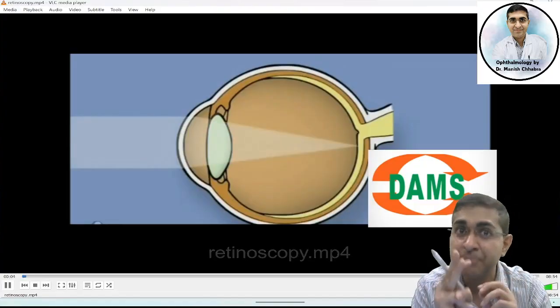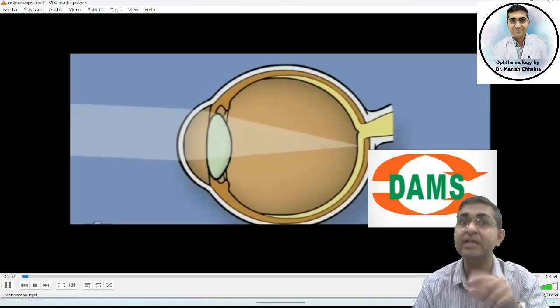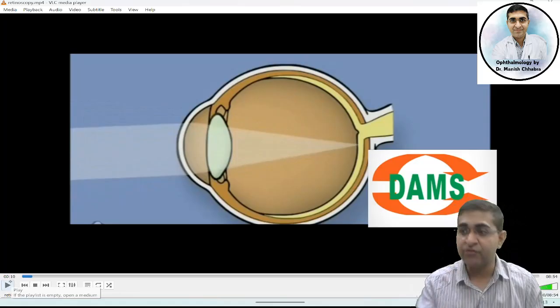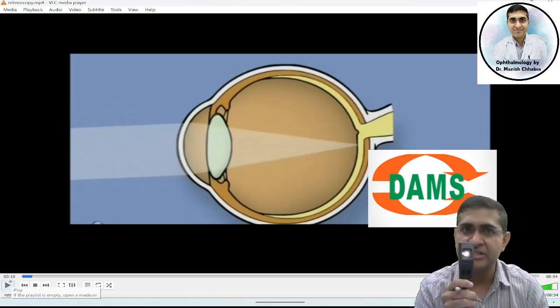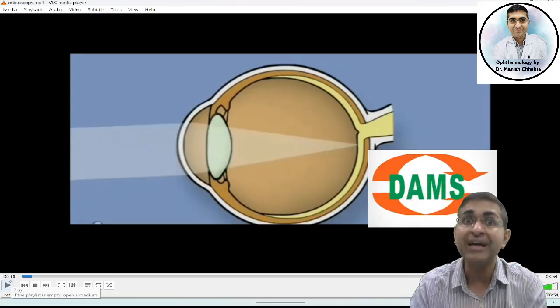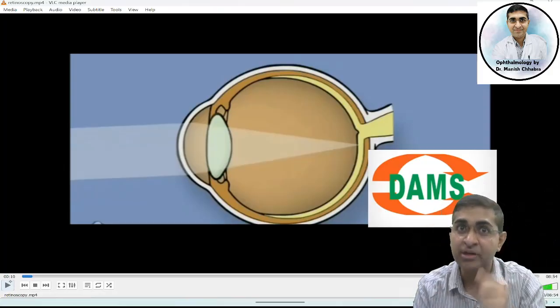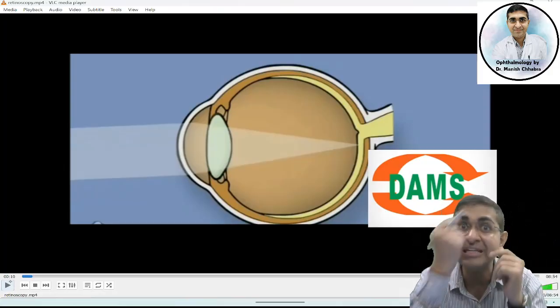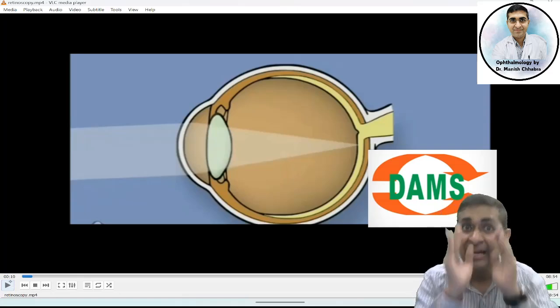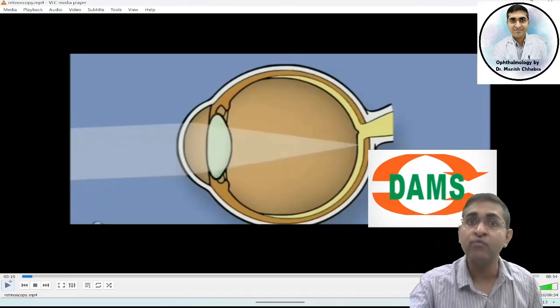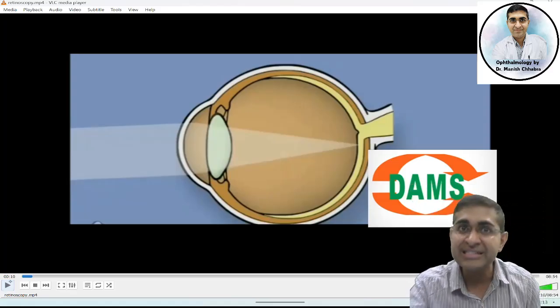There are three principles in retinoscopy, provided you do it from a distance of 1 meter. The three principles are: if you pass the streak of light along the x-axis, you look out for the red reflex. What is red reflex? You must have seen, when you take images from a camera using the flashlight, you can see red eye. That red eye is actually the reflection from the retina.